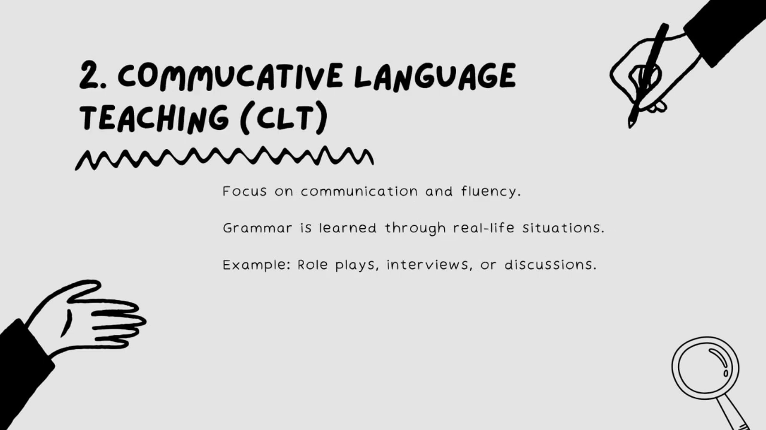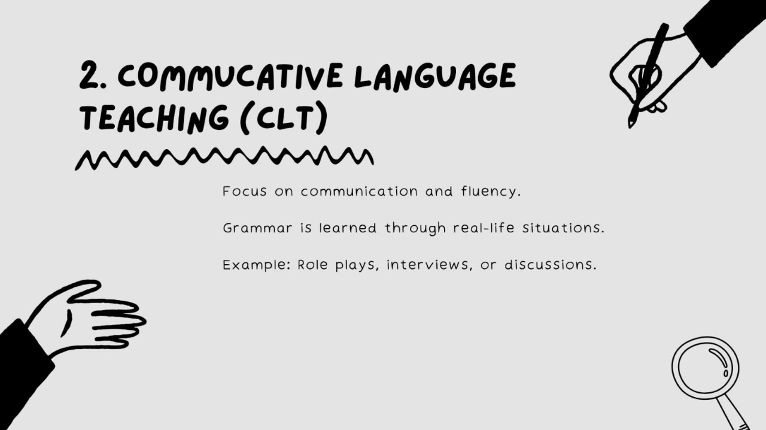The second method is communicative language teaching, often called CLT. The main goal of CLT is to make students communicate in real-life situations, rather than focusing on grammar drills or memorizing vocabulary. This approach encourages students to use English meaningfully and naturally.